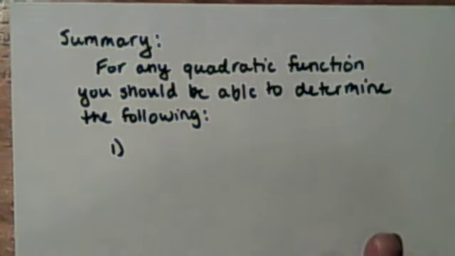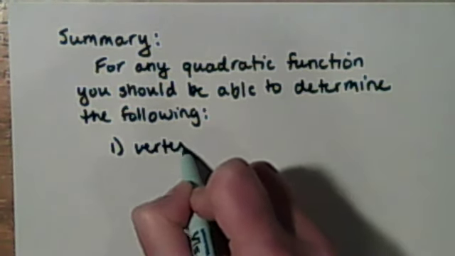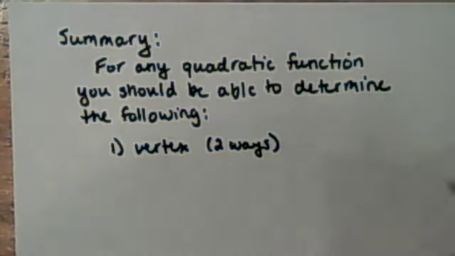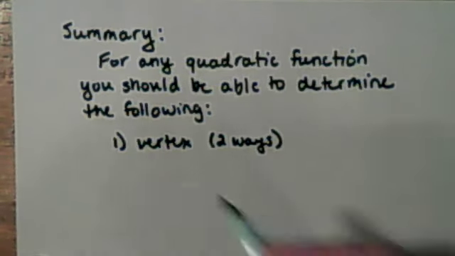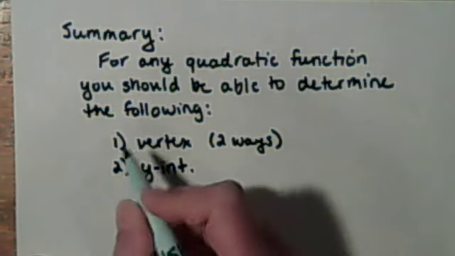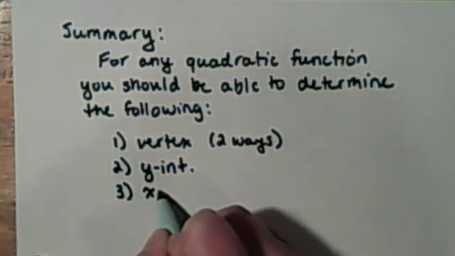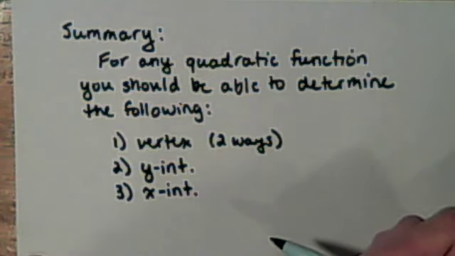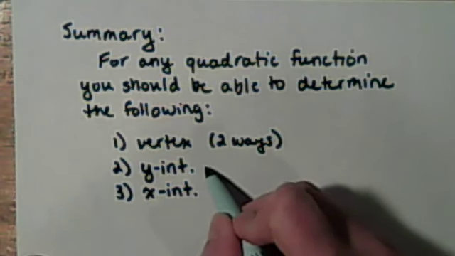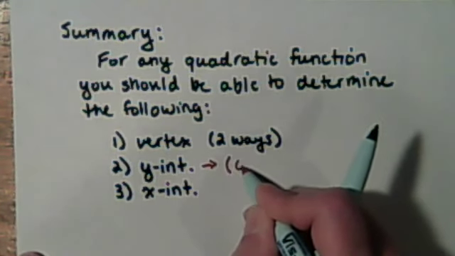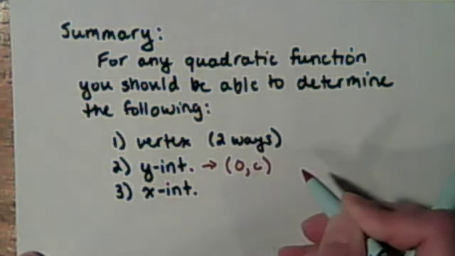Number 1, you should be able to find the vertex. Now we've looked at 2 ways of finding it, and you do want to be familiar with both ways. The second thing you should be able to find is the Y-intercept. The third thing you should be able to find is the X intercept. Now all 3 of these are points, so they should be denoted as points. So remember, with the Y-intercept, often if you've got it written in standard form, the Y-intercept is going to be 0 and a C value.